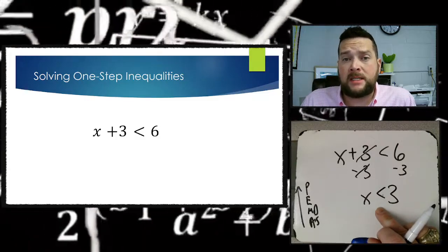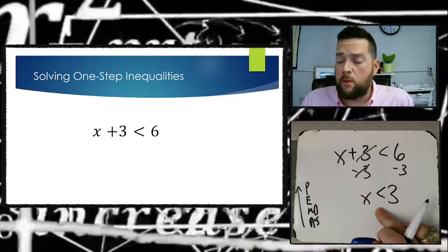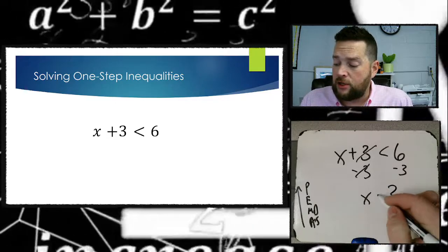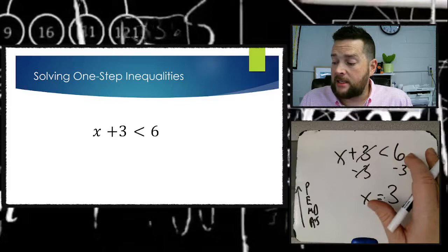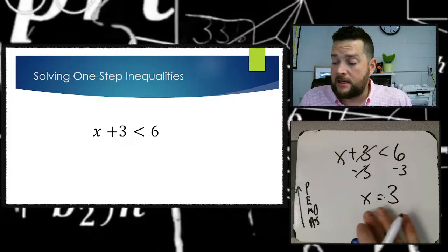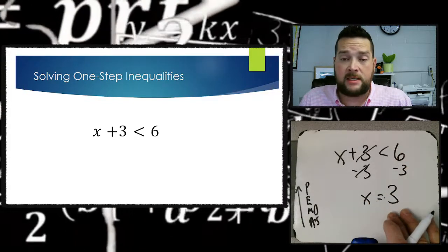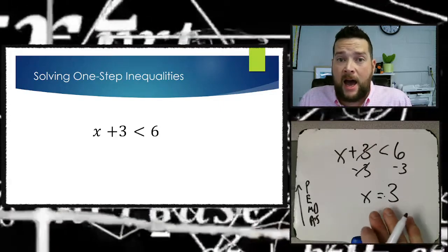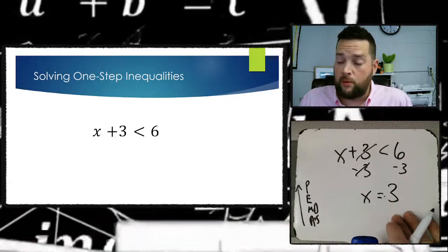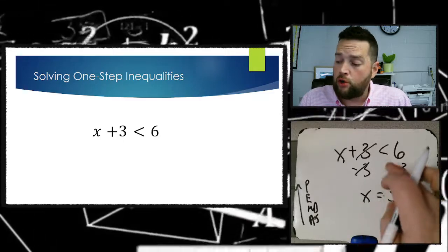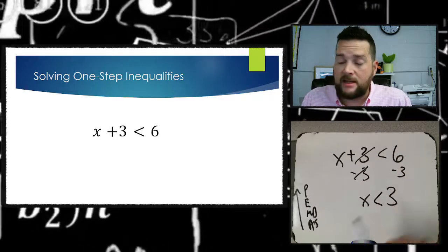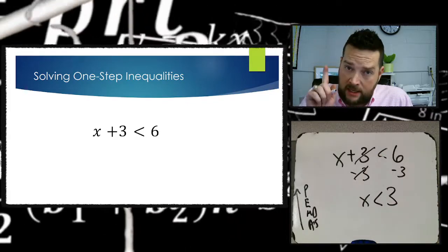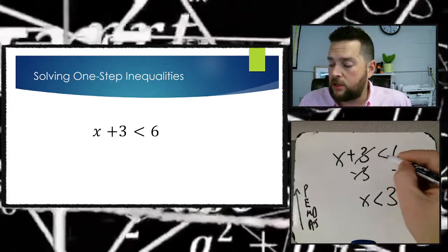Now, a common mistake with students when they're first starting to work with inequalities is they'll change that inequality to an equal sign. x plus 3 is less than 6 simplifies to x is less than 3. It does not simplify to x is equal to 3. So be careful. Don't change the inequalities, all right? The inequality is going to stay the same as it began with the exception of the one little rule that we're going to see in just a second, all right?